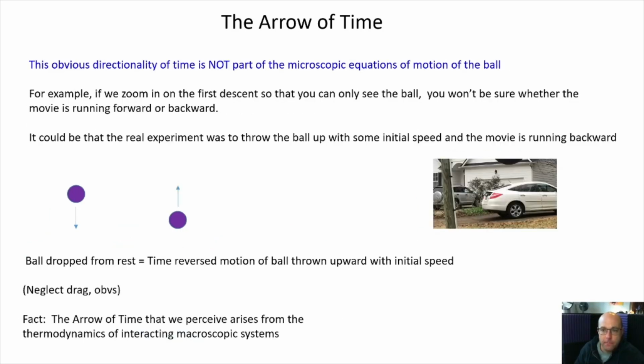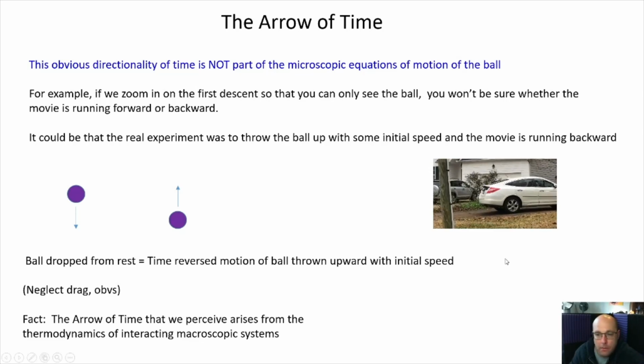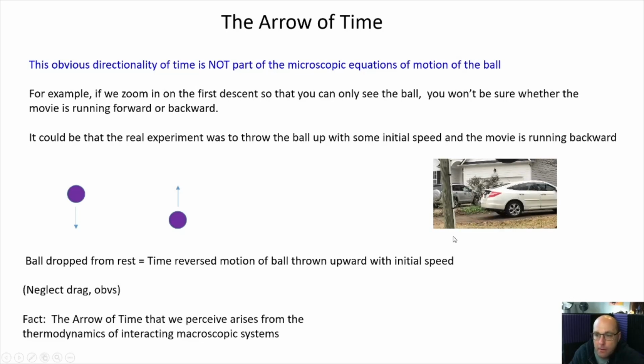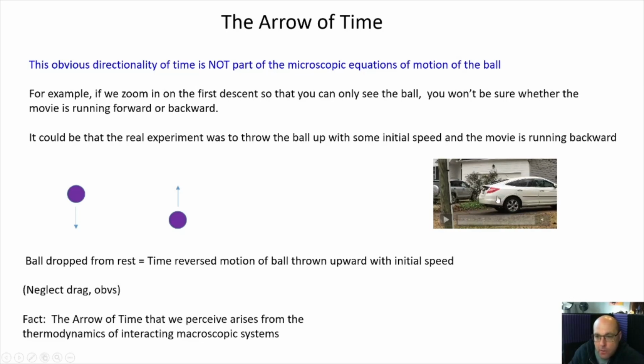In particular, if I would do this experiment in my front yard and not let you see the ground, let me play it. Filming. I'm going to turn the sound off so you can't hear the plop. There's actually no way for you to tell whether that was playing forward or backward using physics, right? It could be just as well that the ball started out down here and somebody threw it upward with an initial speed such that it stopped at the top. There's no way to actually tell the difference.